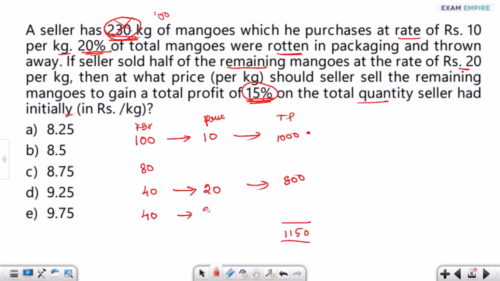So remaining price we need to find. Okay, done. So by selling this 40 kg of mangoes, how many rupees does he want to get? So 1150 minus 800 is 350. So this 350, okay, total 40 kgs, that means price per kg you'll be getting is 8.75 rupees. Okay, so answer for this one is 8.75.